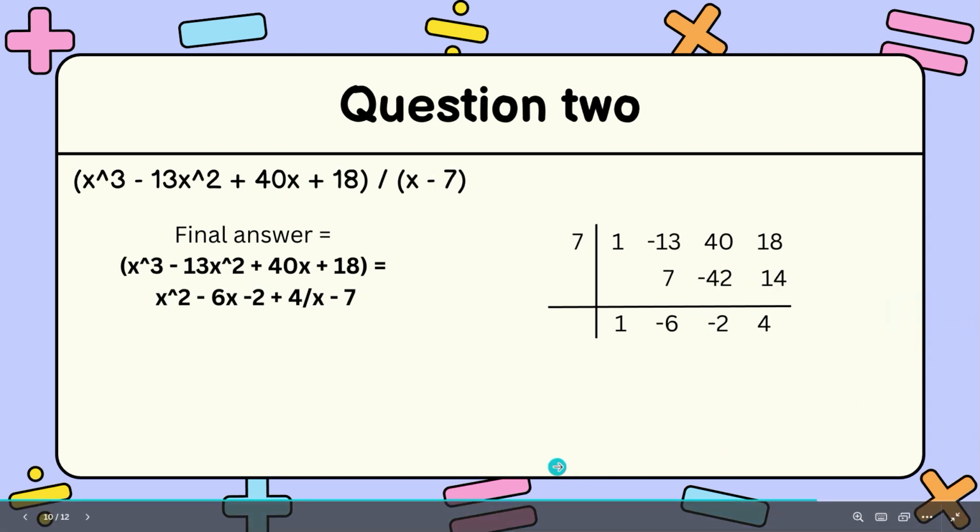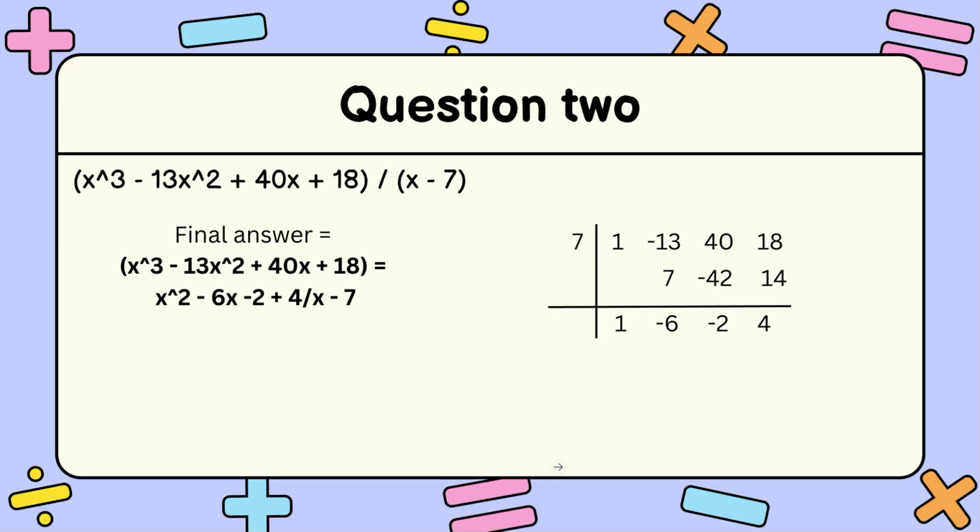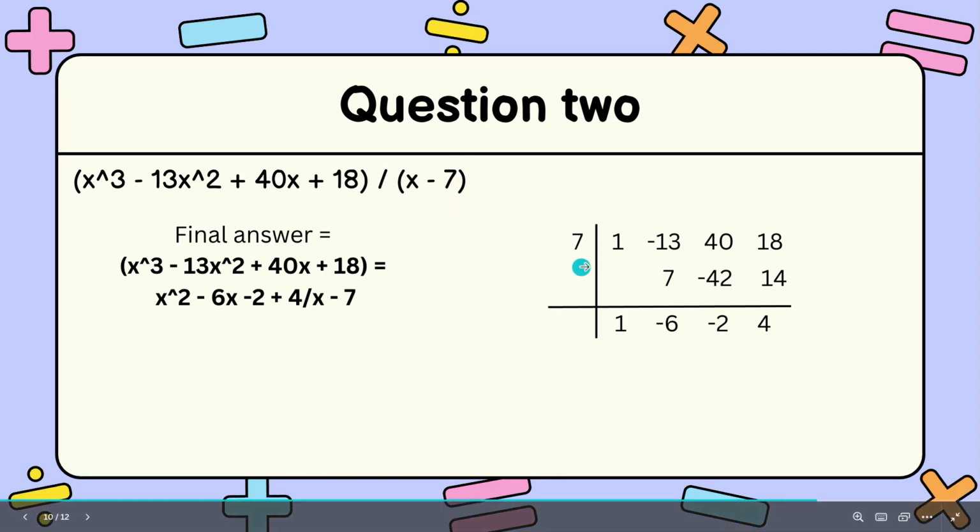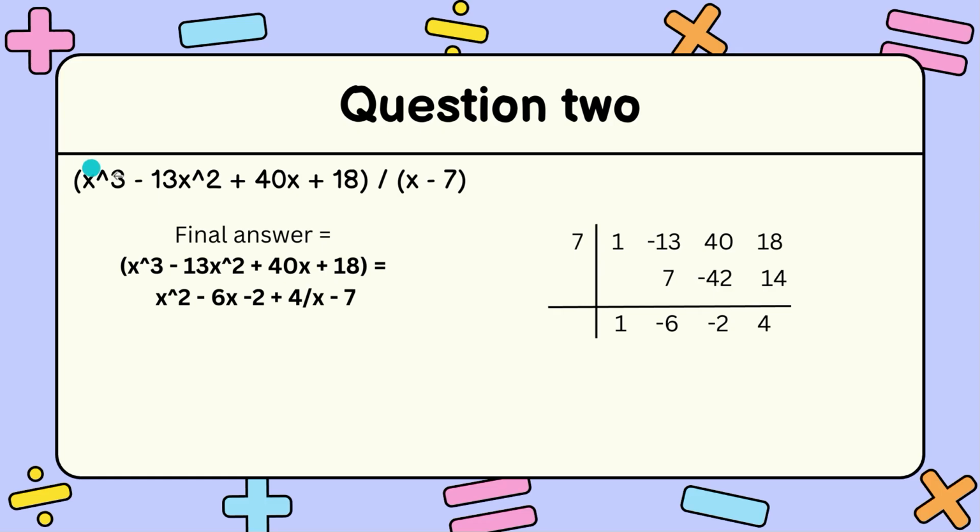Now with the second question, we can do the same thing. The polynomial will be x cubed minus 13x squared plus 40x plus 18 divided by x minus 7. Again, we will flip the sign, so this will be a positive 7. Then we will take every number from the polynomial, so it will be 1, negative 13, 40, and 18. Again, drag this down. 7 times 1 is 7. Negative 13 plus 7 is negative 6. Negative 6 times 7 is negative 42. 40 minus 42, negative 2.